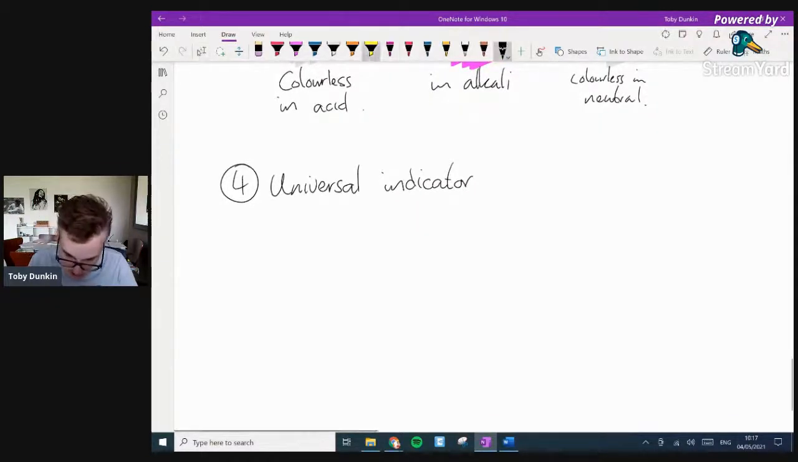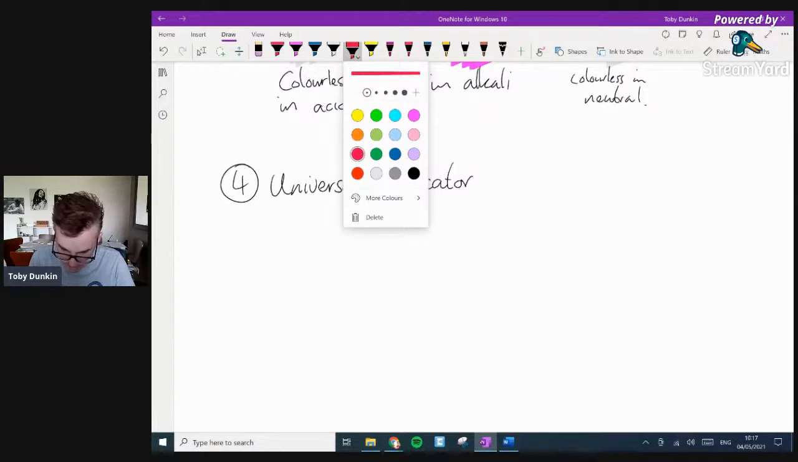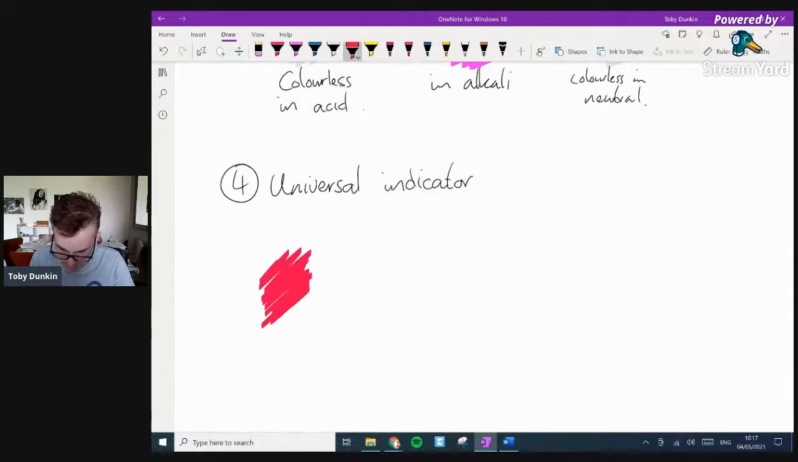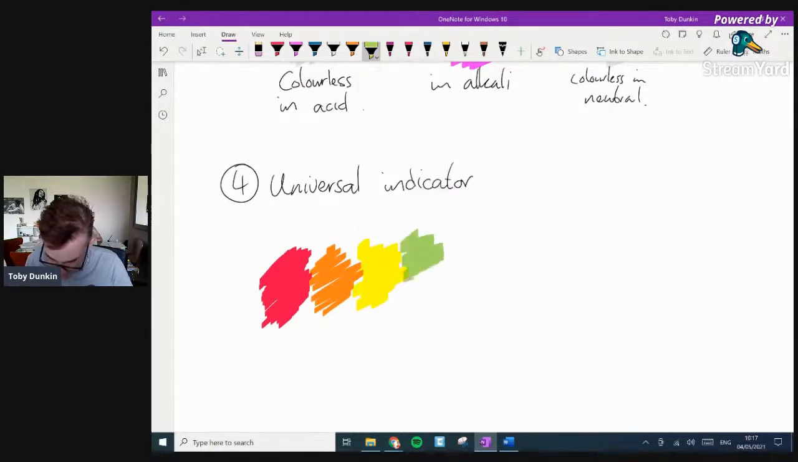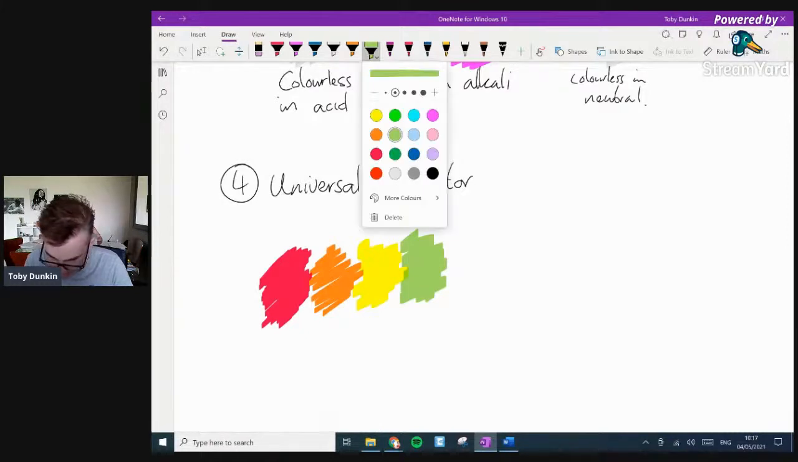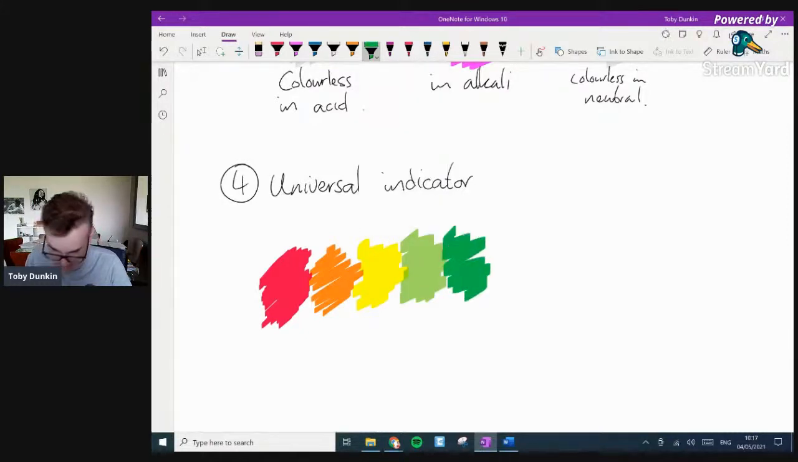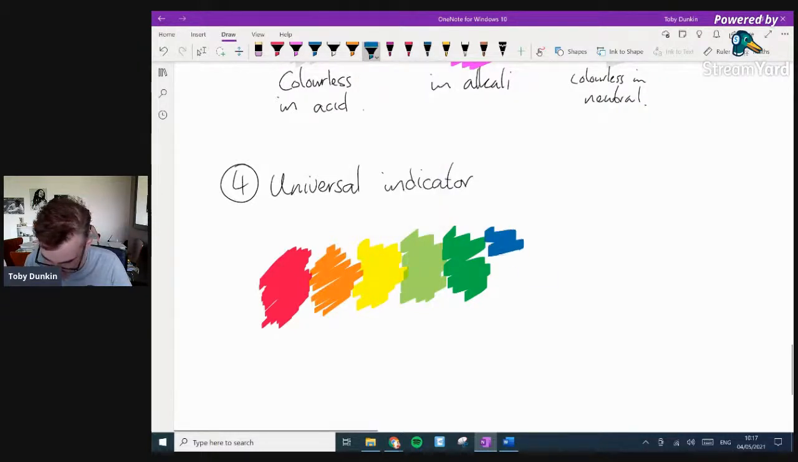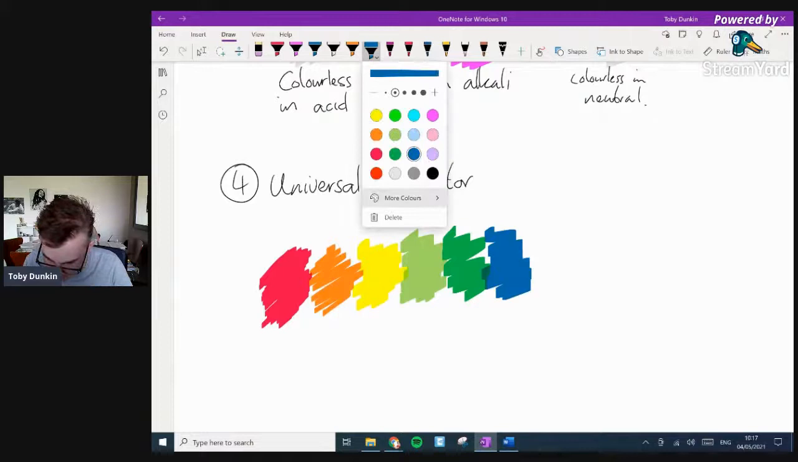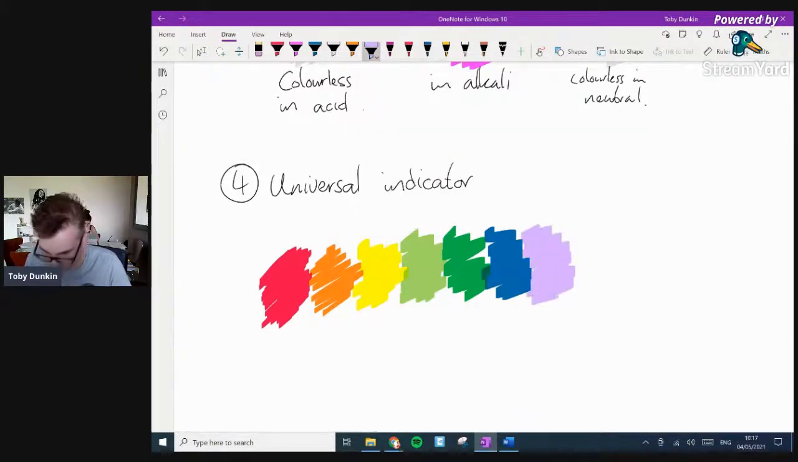We all know this. We have red, strong acid. Can I just point out this is all a lie at this point? I'll tell you why later. Orange, yellow, green, dark green, blue, and then purple, dark purple. There we go. Those are your universal indicator colors, just so you know.